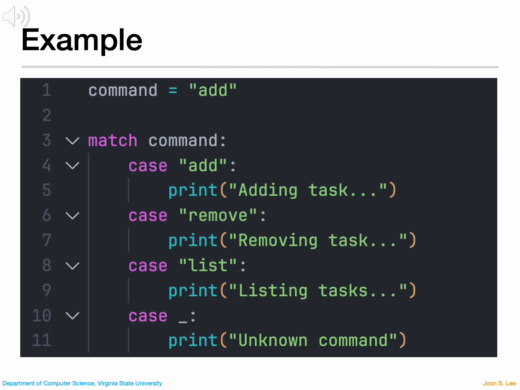This example shows how the match statement can be used to build a simple command menu. The variable command is set to the string add. Then the program checks the value using match. If the command is add, it prints adding task. If the command is remove, it prints removing task. If the command is list, it prints listing tasks. If the command does not match any of these, the wildcard case underscore runs and prints unknown command. In this case, since the command is add, the program will print adding task. This is a practical use case of match, and it's much cleaner than writing multiple if and elif statements.